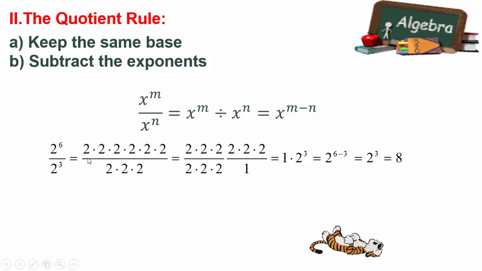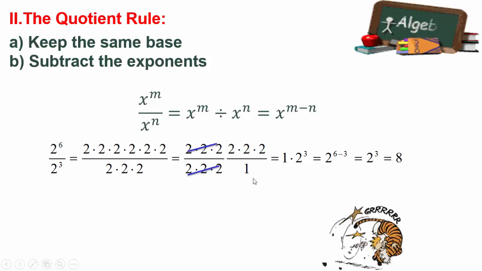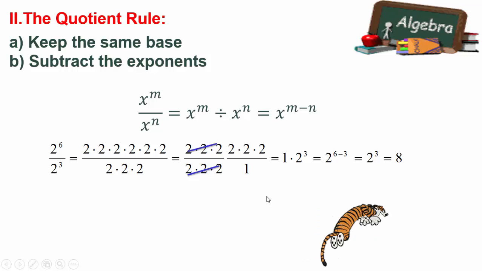For example, the reason we can do this: if we have 2 to the 6th power divided by 2 to the 3rd, 2 to the 6th power means 2 times 2 times 2 times 2 times 2 times 2, and 2 to the 3rd is 2 times 2 times 2. Then I can cancel out 3 of these 2s from the top and 3 from the bottom, and I put a 1 in there as a placeholder.